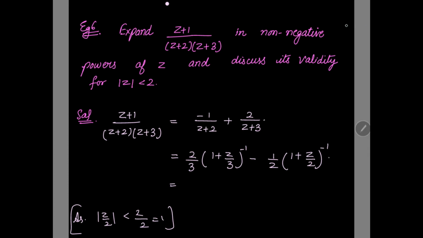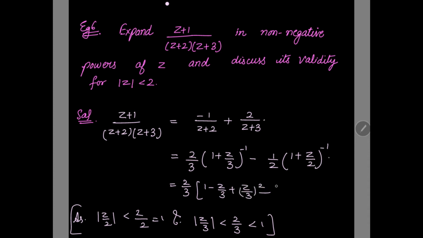For the second part, mod of z by 3, let's check that also. Mod of z by 3, mod z is less than 2, so this is 2 by 3, and 2 by 3 also again itself is less than 1. So mod of z by 3 also comes out to be less than 1. Let's expand now. 2 by 3, 1 minus z by 3 plus z by 3 whole square, and so on, minus 1 by 2, 1 minus z by 2 plus z by 2 whole square, and so on.